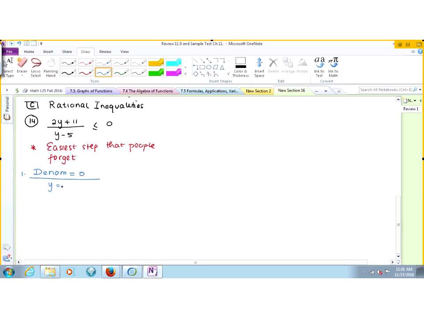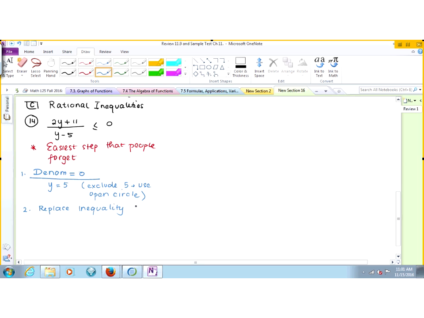If the denominator equals 0, what is y equal to? 5, yes. What am I supposed to do with 5? I have to exclude 5. How? You draw an open circle. So at 5, you're going to exclude it. The way to do it is to use an open circle. That's how you exclude things.